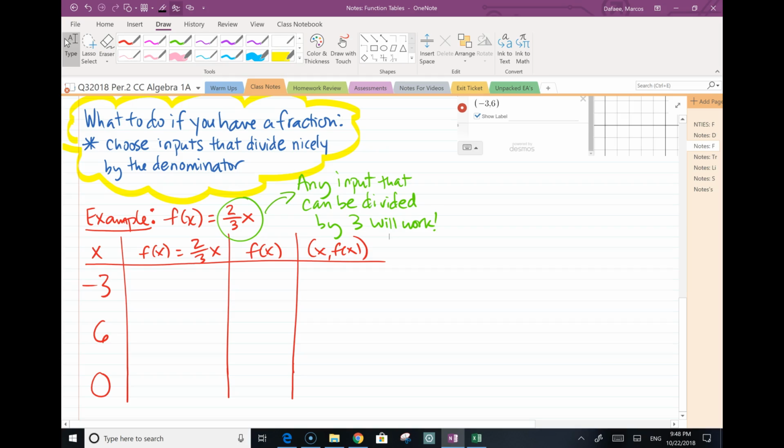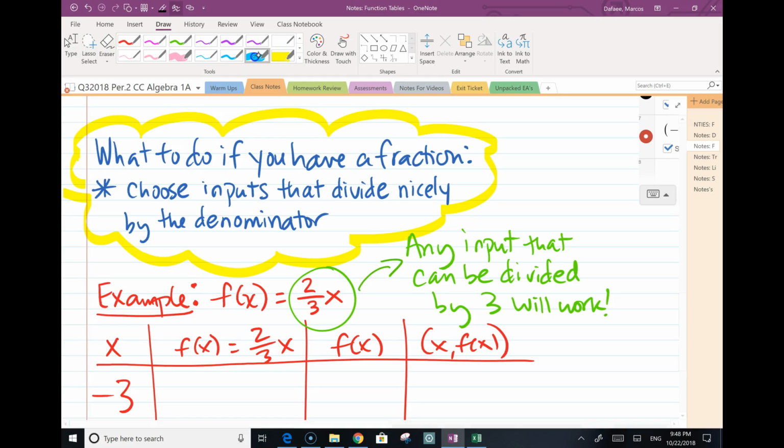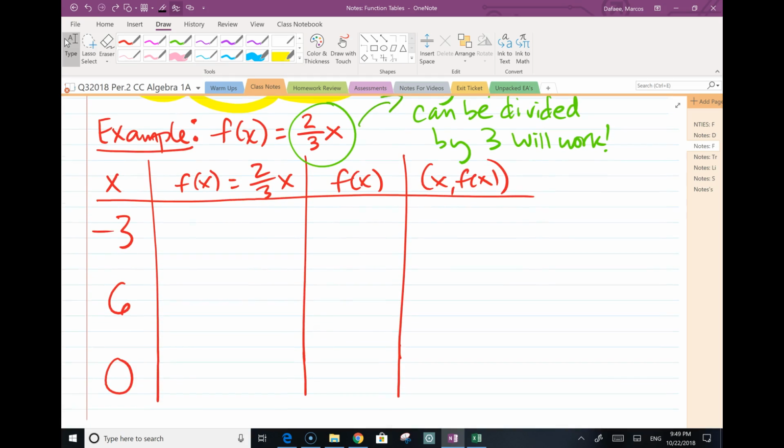The other values after that could be either positive or negative, but whatever you choose, my advice is pick values that are divisible by your denominator. So if you look over here, my denominator is a 3. And so I want to choose input numbers that I know can be divided by 3 nicely. It doesn't matter if my input is positive or negative, it just has to be able to be divided by 3. So some small ones to work with would be -3 and +6. I could have also chosen +3, but I chose +6. So with that, let's go ahead and get right into this, and I'll show you how this works.